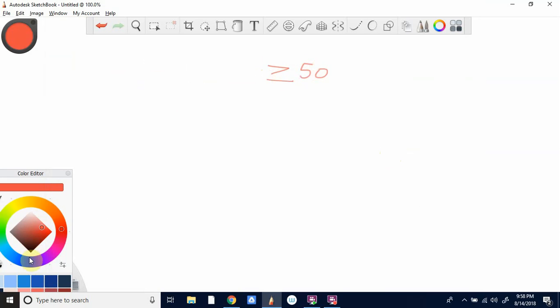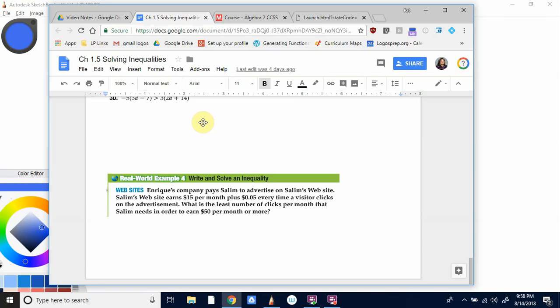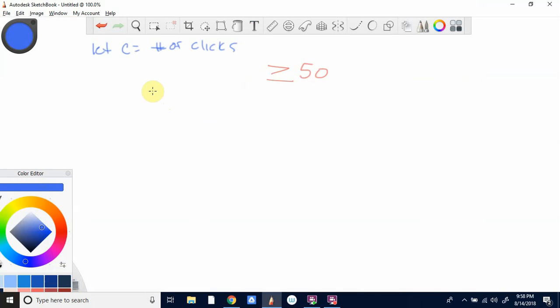So let's first define what our variable is. So we're going to let C be the number of clicks on his website. Okay, so what does he make? So he earns $15 per month, which is a flat fee, plus he earns 0.05 dollars for every click. And we said let C equal the number of clicks. So here's our inequality. Now can we solve it?